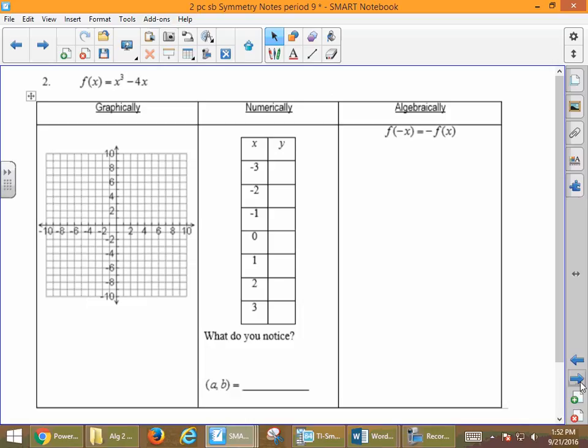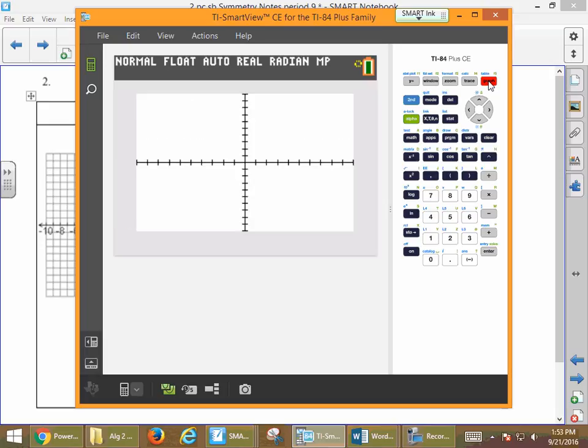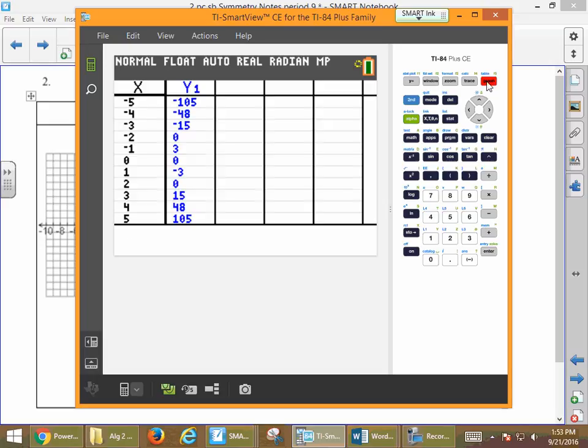So when we look at this one, let's go back to our calculator and type in x cubed minus 4x. Go to y equals, and we clear out x cubed minus 4x. And let's just look at our picture just to get an idea of what we're going to be graphing on our paper. But really, what we're going to be more interested in is how do we get that graph. And if we look at the table, we can figure that out here.